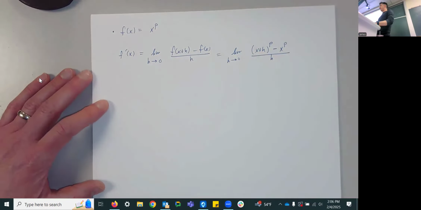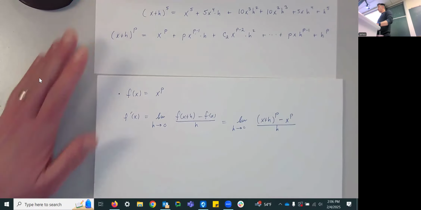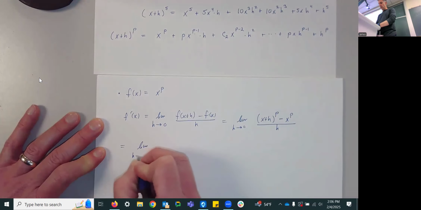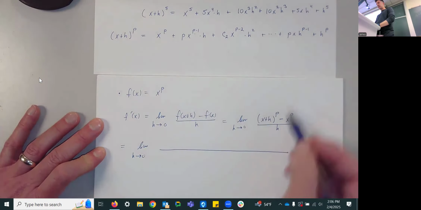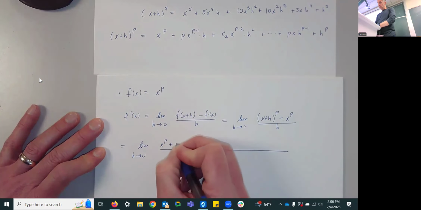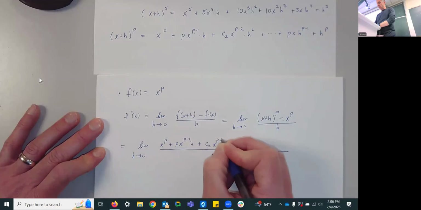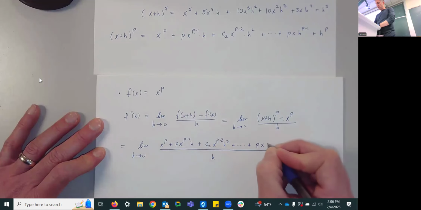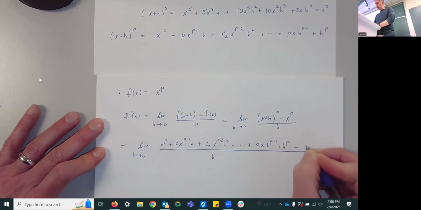And we just spent a few moments figuring out that x plus h to the pth power is that gross thing up there. It's actually not gross. It's beautiful. We love it. It's very helpful. So then we're going to write out the limit as h goes to 0 of all of that minus x to the p all over h. So we have x to the p plus p times x to the p minus 1 times h plus some constant times x to the p minus 2 times h squared plus all the way to the last couple terms, p times x to the first times h to the p minus 1 plus h to the p, minus x to the p power.